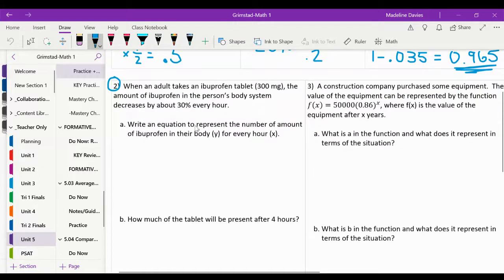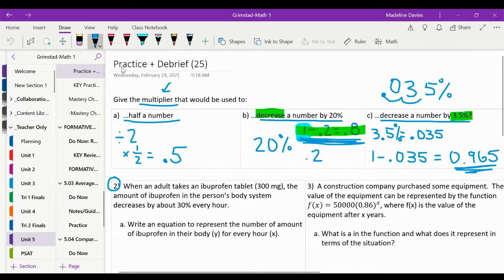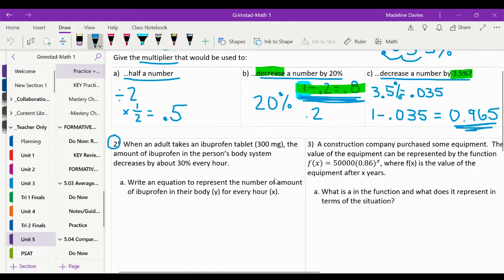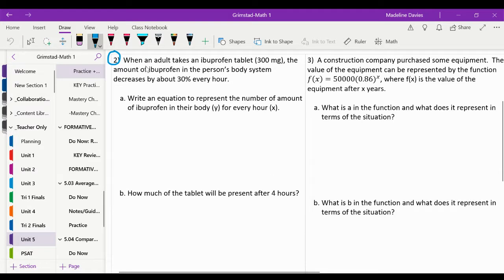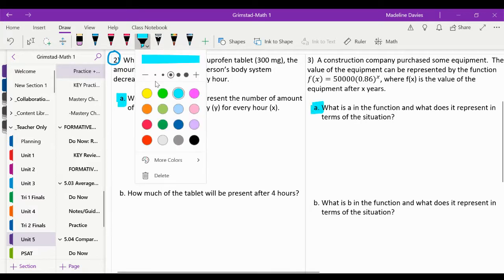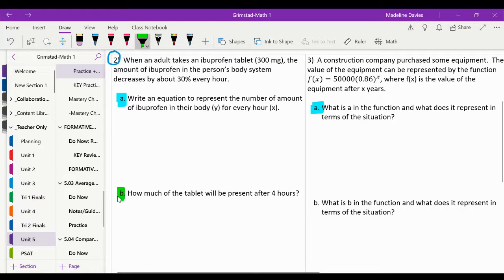Video for homework today or for tonight. We need to finish up this practice and debrief. I want you all to take a look at these, go over them on your own if you haven't already, but I really want to focus on these word problems. So the first one, I'm actually just going to do A from each of these, and I want you guys on your own to complete the B's.